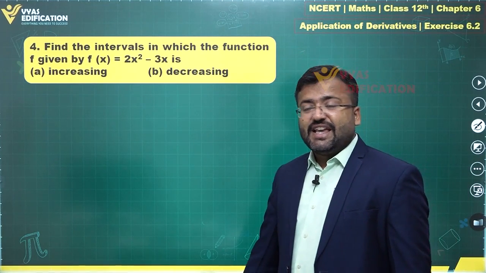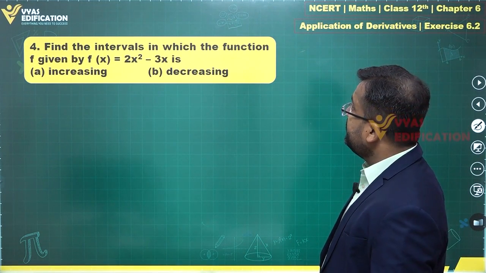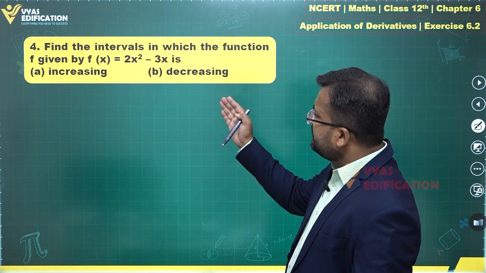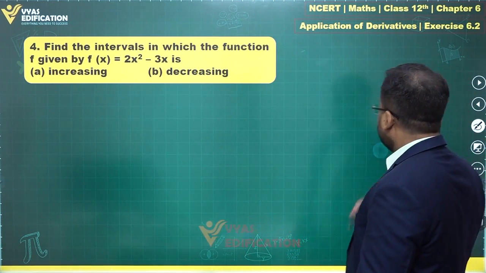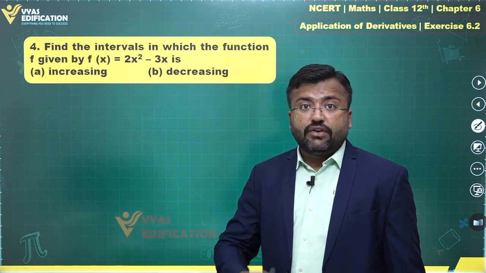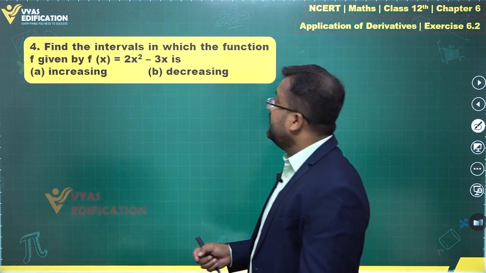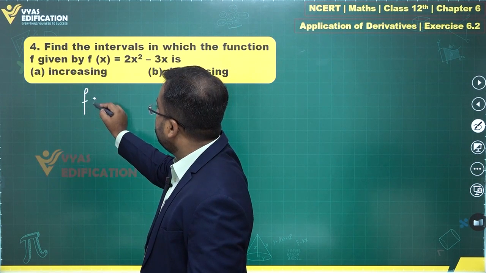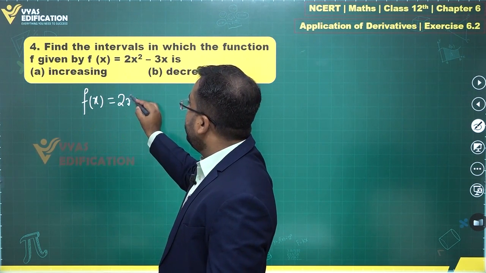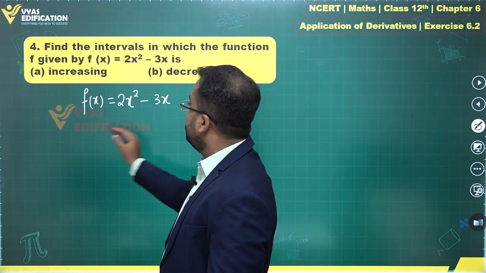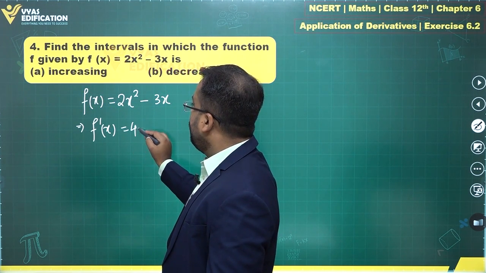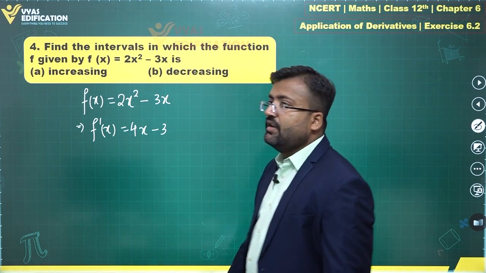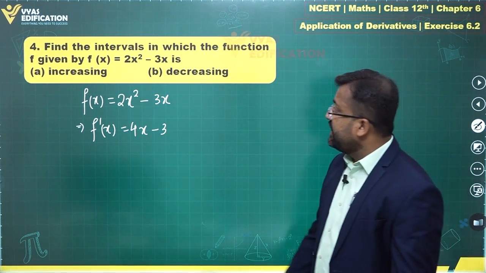The fourth question says, find the intervals in which the function f given by f(x) equals this is increasing or decreasing. Let's talk about the intervals. So for finding the intervals, we'll have to deal with derivatives once again, and let's begin with function f(x) equal to 2x square minus 3x. This gives me f prime x, the derivative of x, is 4x minus 3, right? The derivative is 4x minus 3.